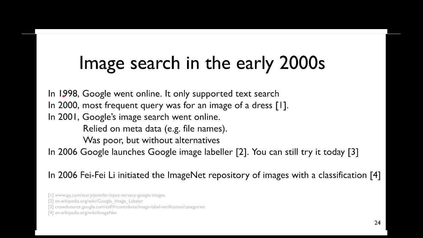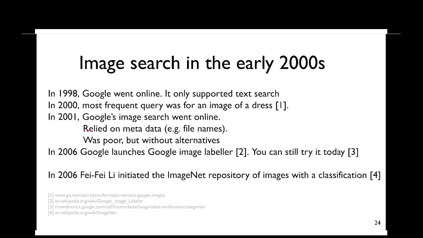So anyway, 1998, Google went online, and at that time it supported only text search. Then in the year 2000, it turns out that the most frequent query that Google was getting was for an image. And that led Google to introduce image search in the year 2001. However, at that time, image search was really, really poor.